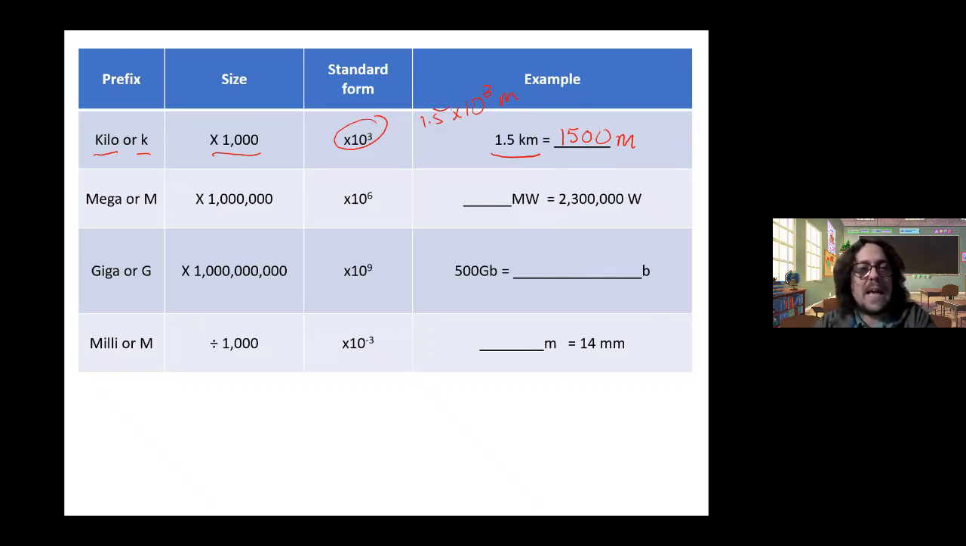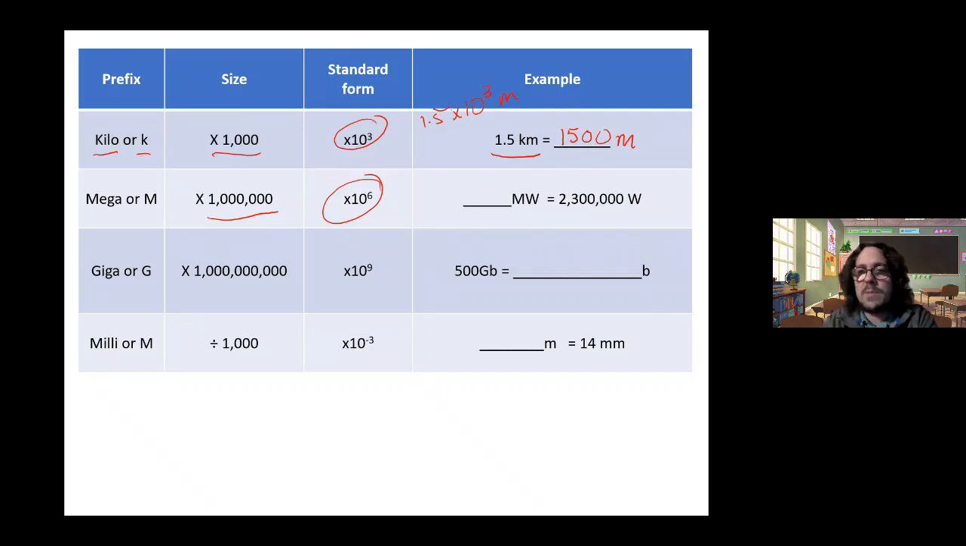Mega, or capital M. You might have heard of mega used as a prefix maybe in computing, although that's rarer these days. But mega is often used as well in terms of measurements of power. So a power station would have an output in the order of megawatts. Now mega means times a million, so that's what a million looks like. And a million in standard form is times 10 to the 6.